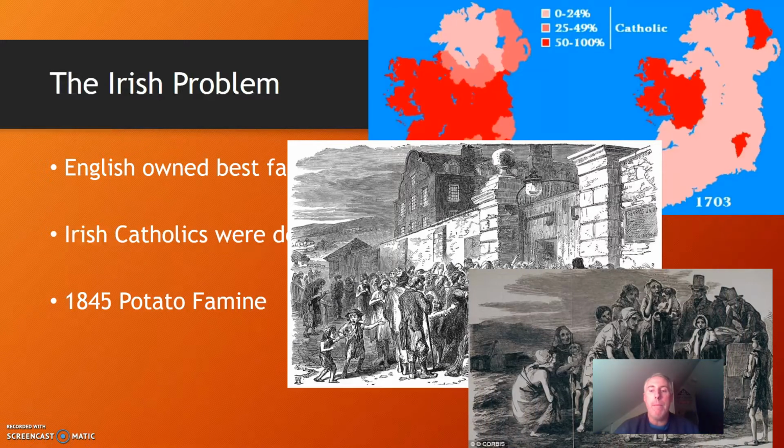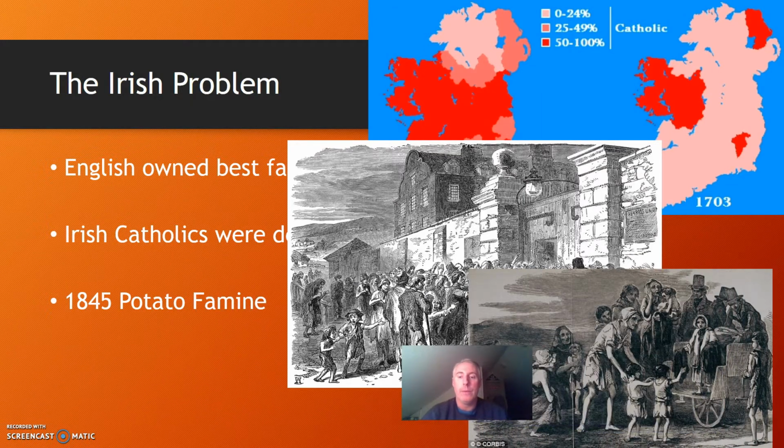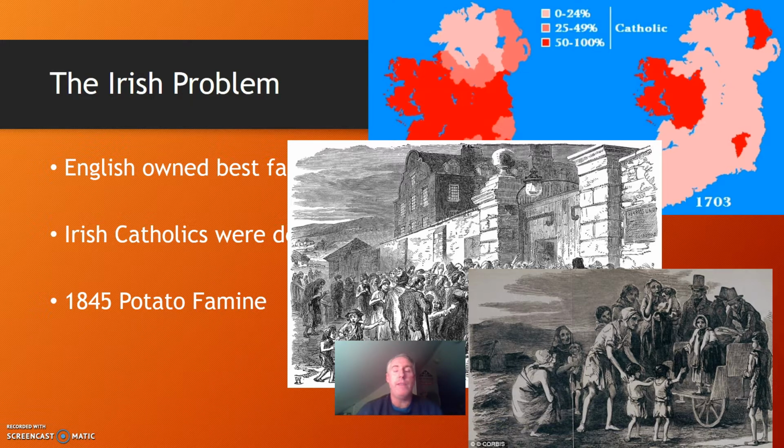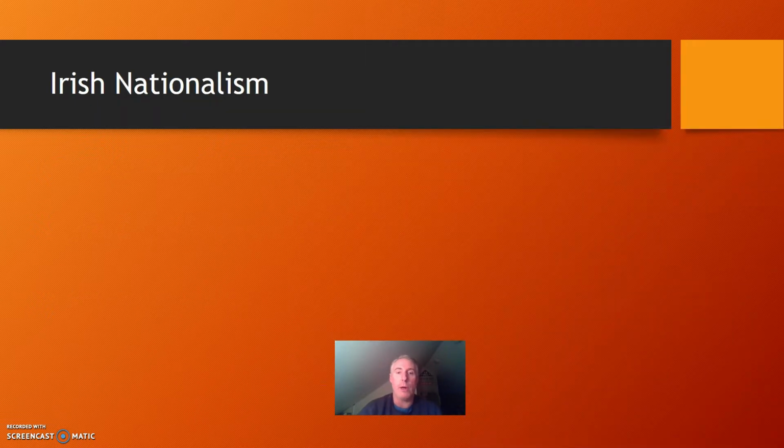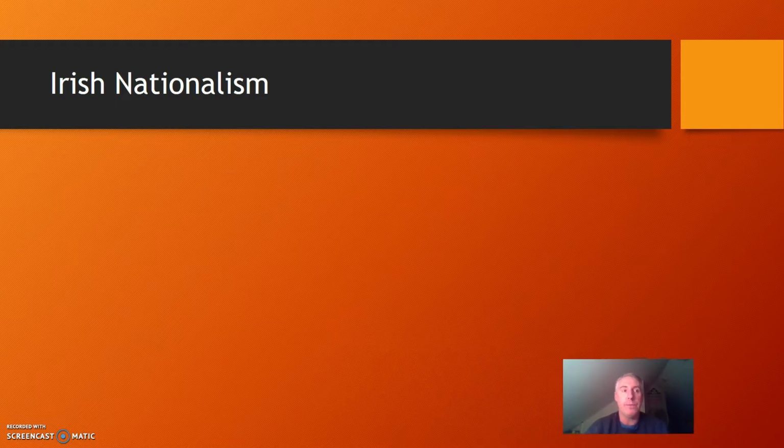Consequently, over 1 million Irish died of disease and starvation, while another million emigrated to places like the United States and Canada. Now, the famine led to a massive increase in bitterness and anger among the Irish towards Great Britain, as well as sparking Irish nationalism. As Irish nationalism increased, so too did the call to end British rule.